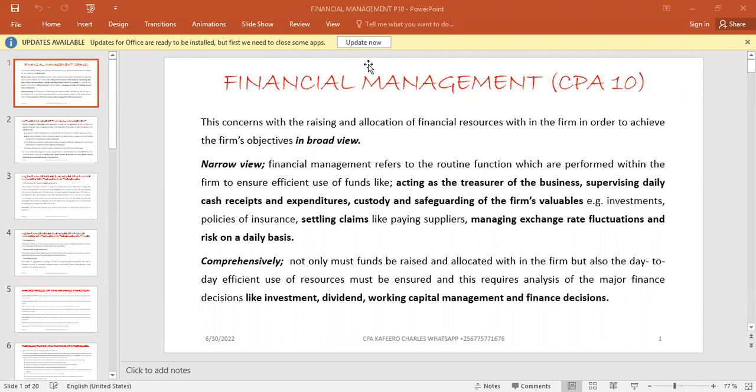This is CPA paper 10, level 2, and we are going to kick off and see how we can understand financial management and how we can put it in practice. So without wasting more time, let's proceed.